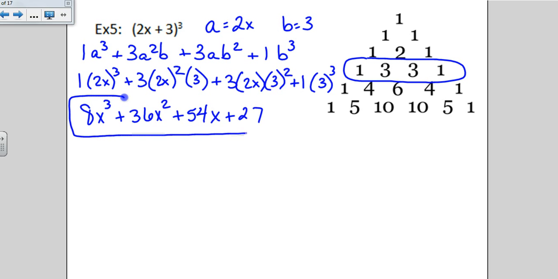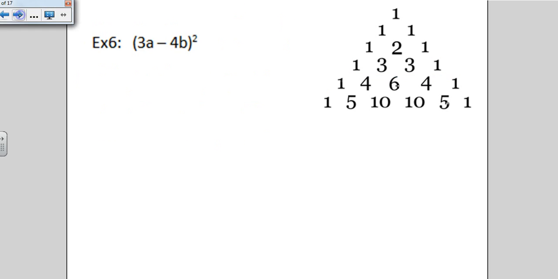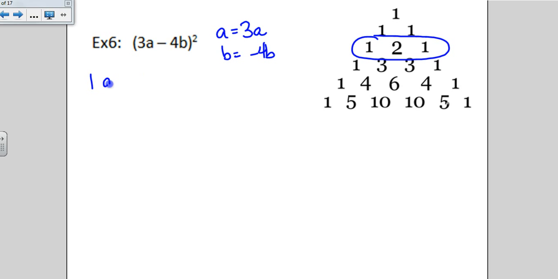So once you have the formula, it's really not that bad. Alright, example 6. This time, it's a little confusing because they're calling it a within the problem. So my a is really going to be a 3a, and my b is really going to be a negative 4b. And be careful, this time we're just squaring it, so we're going to be using this row of Pascal's triangle. And remember, the formula was just 1a squared plus 2 times a times b plus 1b squared. So the quadratic row is actually pretty easy.